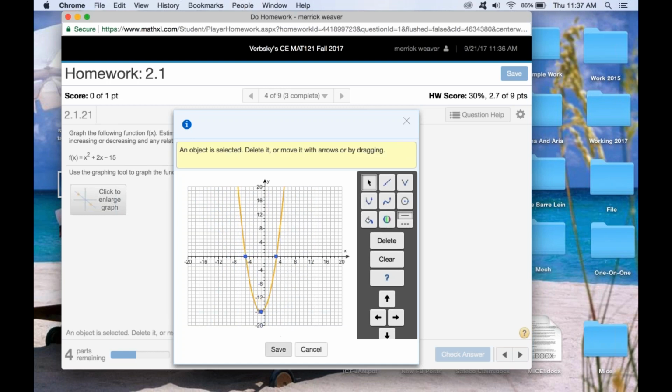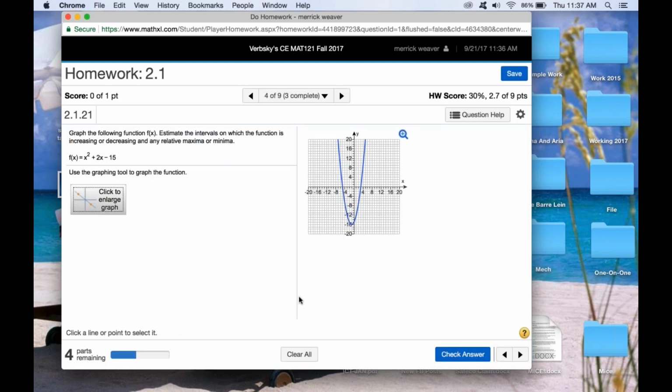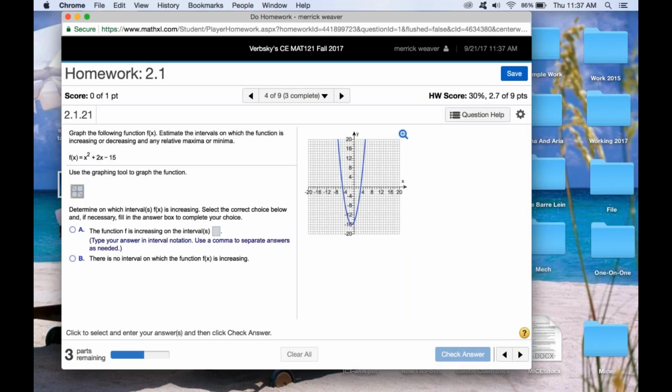There you go. Now you've got the x-intercepts correct. Let me check. Yeah, that's correct. Okay, and now determine on which intervals it's increasing. Now you can read the graph to figure out this. Once you have the graph, then it's really easy to figure out where it's increasing and where it's decreasing.